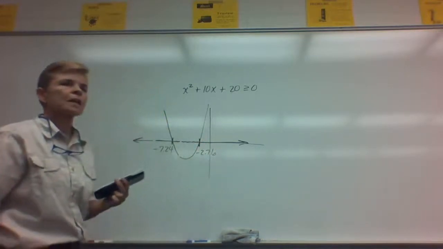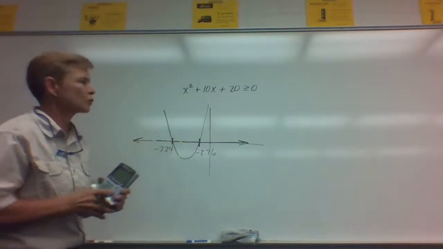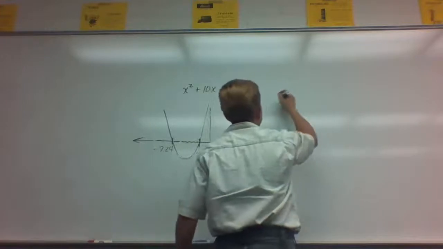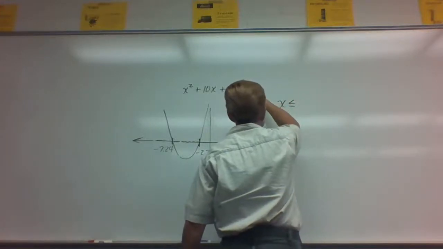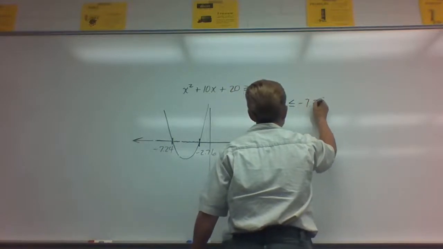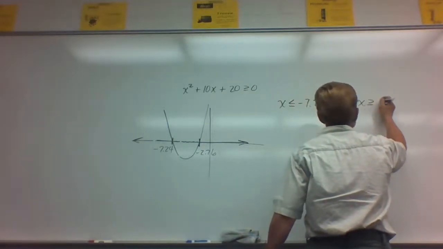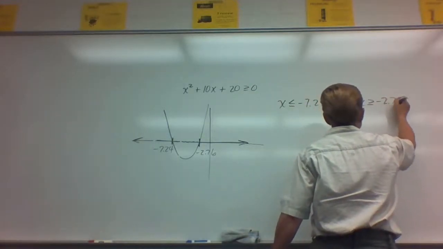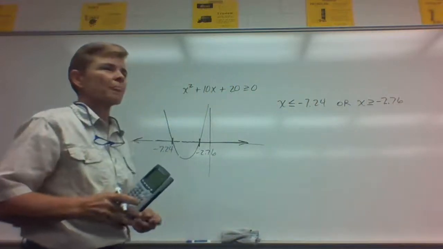Now, since there are two regions split by something that doesn't work, since there are two regions that work, you need an or in between. So we say the answer to this is x's which are less than or equal to, being true to this sign right here, because there's an equal to on it, less than or equal to negative 7.24, or x's which are greater than or equal to negative 2.76. That's how you answer it in the answer blank.